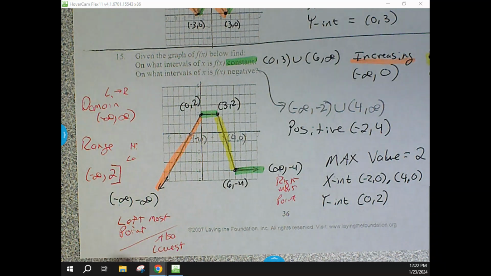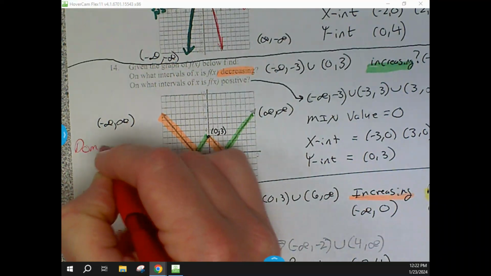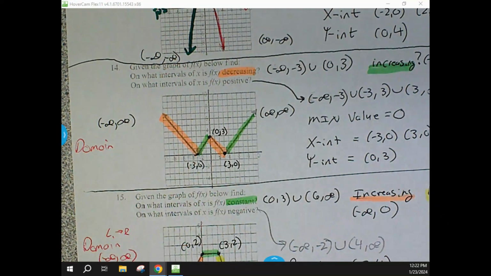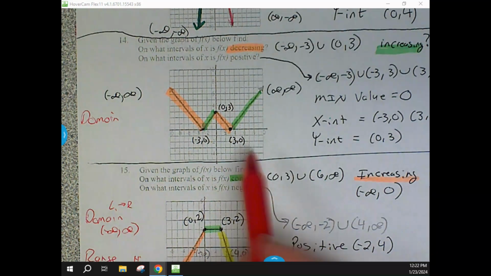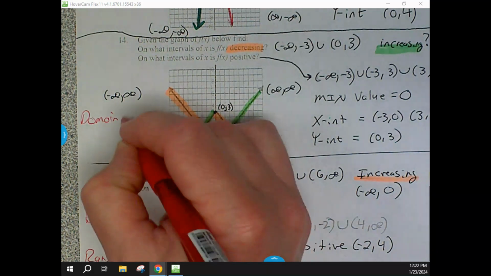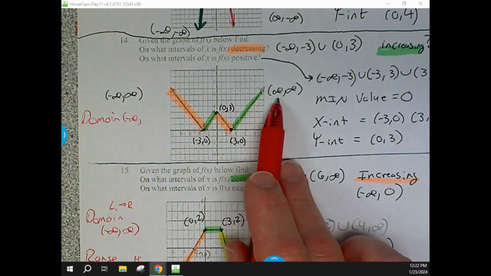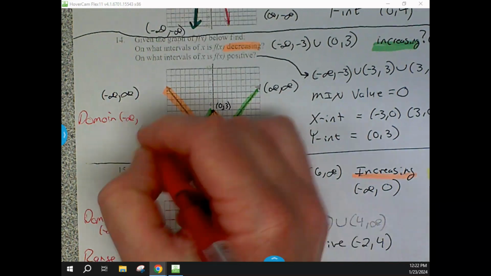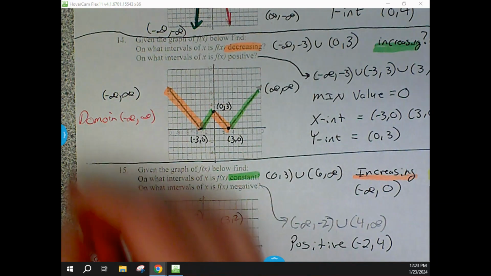Okay, then we'll back up and do the same thing for these two back up here. Just make sure we got it. So when we talk about domain on this one, again, you go to the leftmost point, which was this point. Tell me the x value. You go to your rightmost point. Tell me the x value. And there you go. So it goes from negative infinity to infinity.